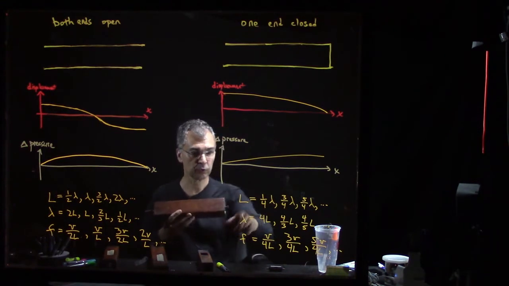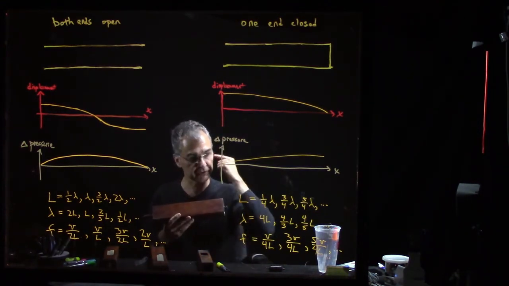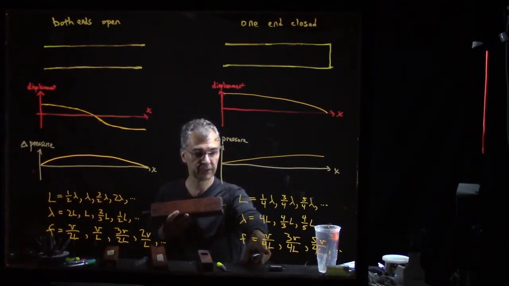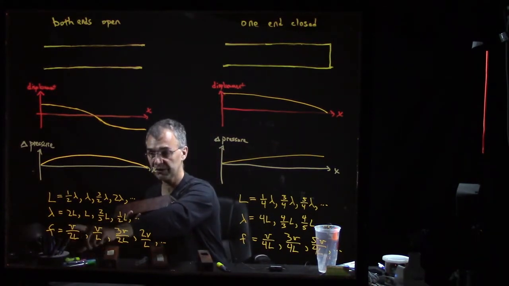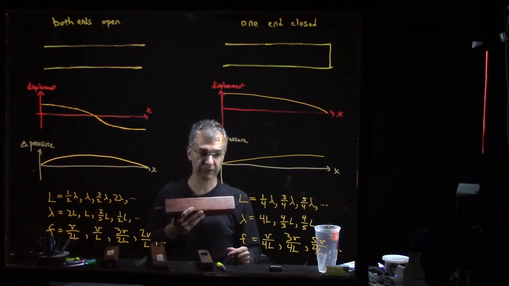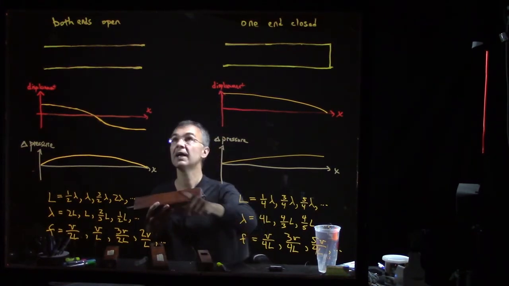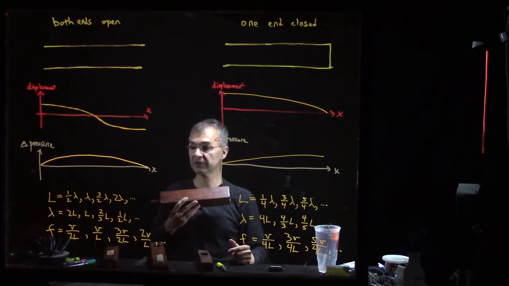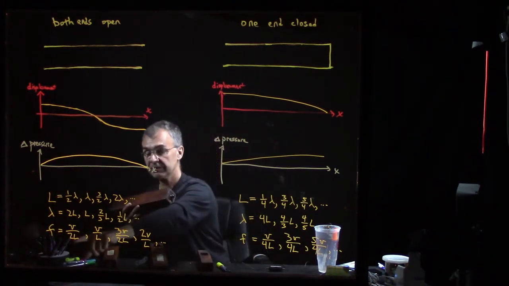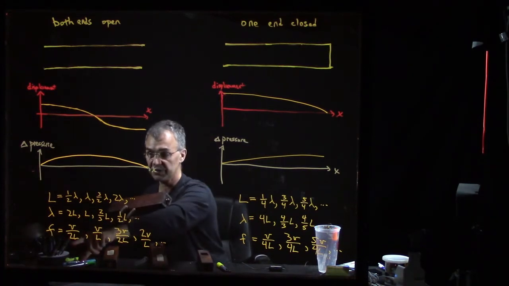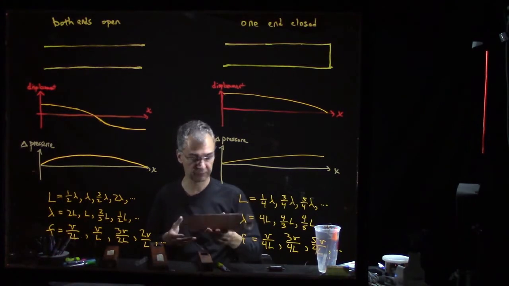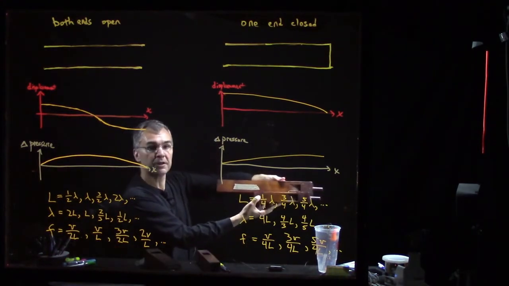But in any case, what you see is that for the lowest mode, and the lowest mode is the note that you sense that I'm playing, the frequency is the wave speed divided by four times the length, whereas for the both ends open case, we had the wave speed divided by two times the length. So it seems like if I want to play the same note with both ends open versus one end closed, in order to get this frequency to match this frequency, this length would have to be twice as big. So it seems like with the one end closed case, I can have half the length and get the same frequency.